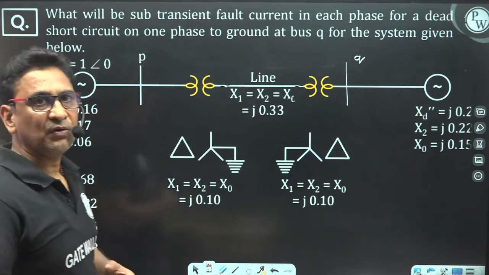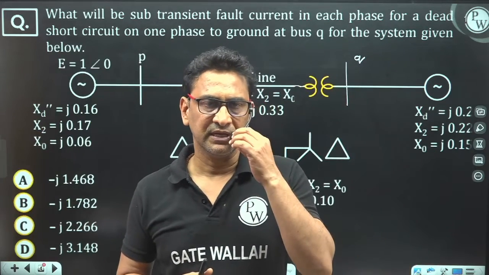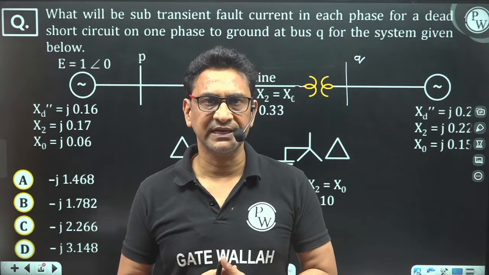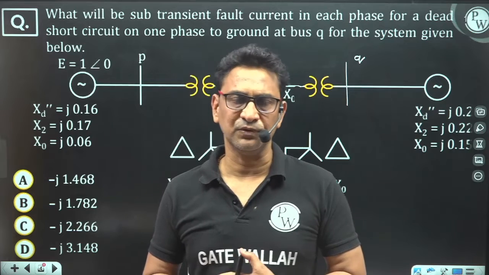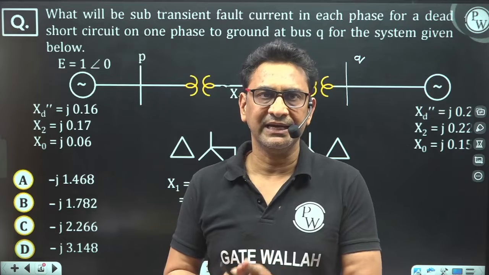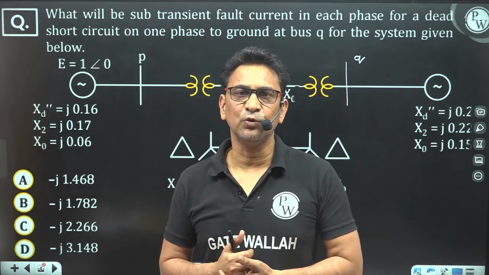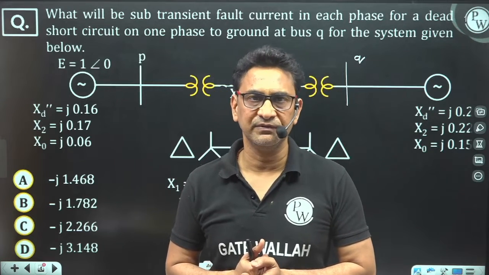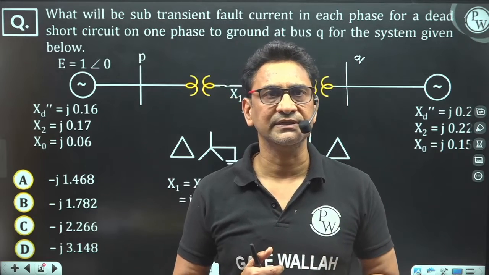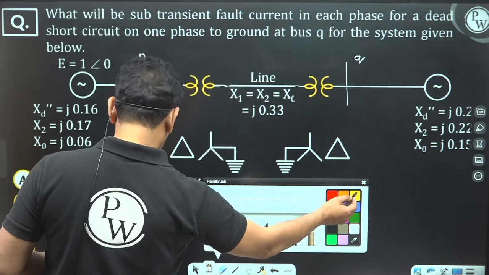So how to solve this type of question? See, when line to ground fault occurs in the system, then not only the positive sequence current, but the negative sequence current as well as the zero sequence current also flows. So we will draw the positive sequence network, negative sequence network and the zero sequence network. And we'll find out the equivalent positive sequence Thevenin impedance, negative sequence Thevenin impedance and the zero sequence Thevenin impedance. So let's first draw the positive sequence network of the given circuit.